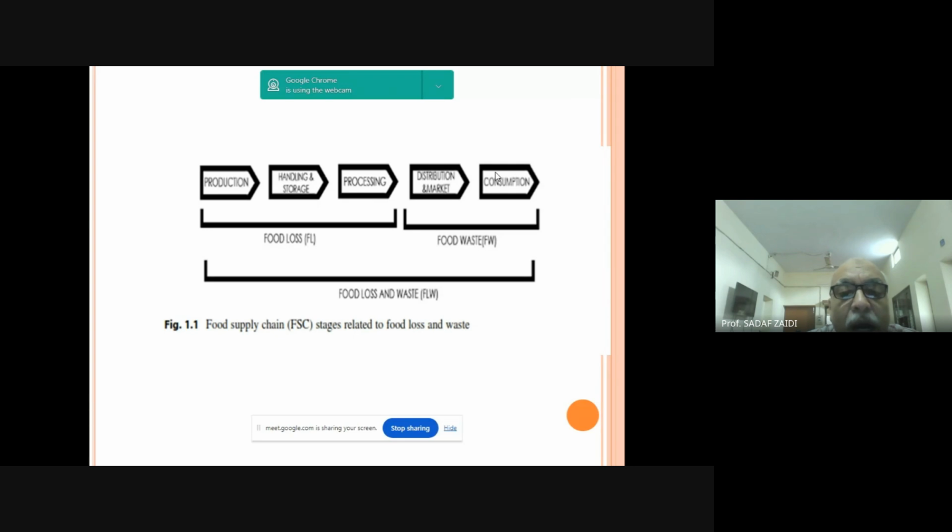ठीक है, तो यहाँ पे food loss generate होता है, और यहाँ पर जो food waste होता है, that is called as the food loss, और यहाँ पर जो food goes uneaten, that is the food waste part, and total is the food loss and waste. So I think it's clear.